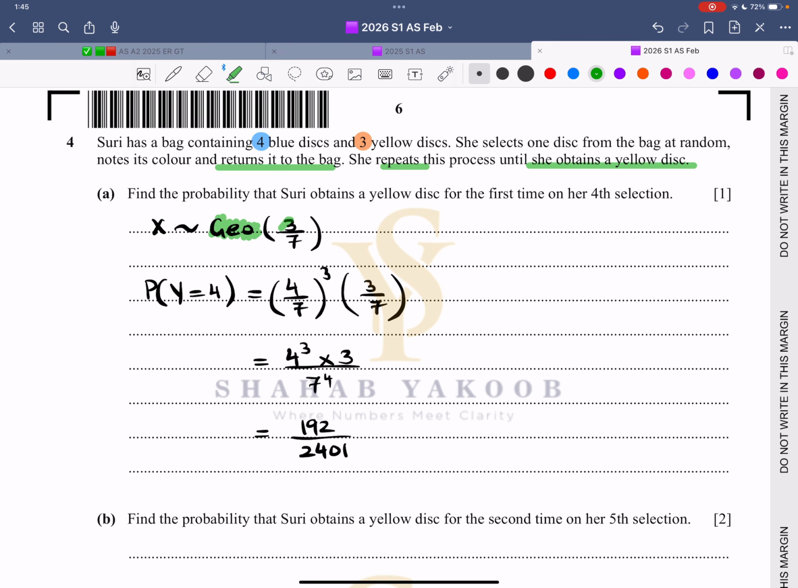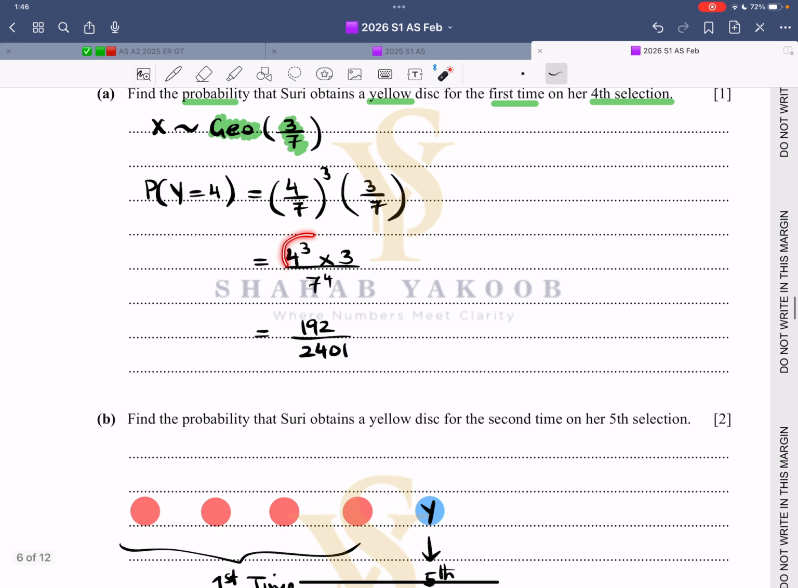3 out of 7, that's the probability of success. 3 out of a total of 7. Now it says find the probability she obtains a yellow disc for the first time on her 4th selection. So 3 failures, 1 success. So failure, failure, failure, success. Now I have worked out an exact form. So far I haven't done anything in which significant figures are involved.